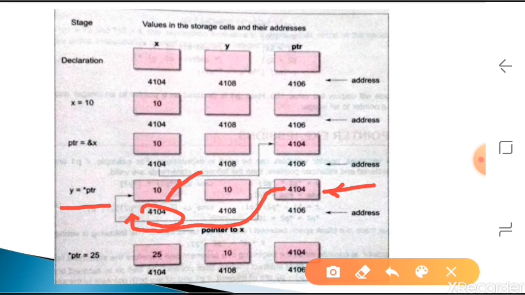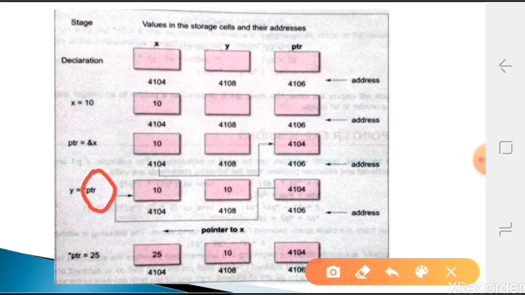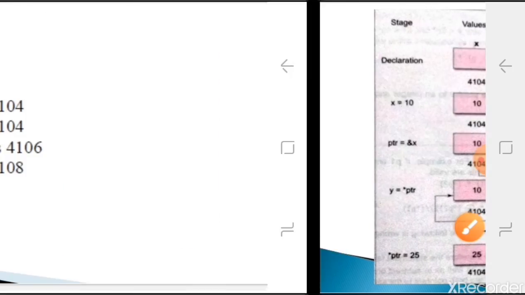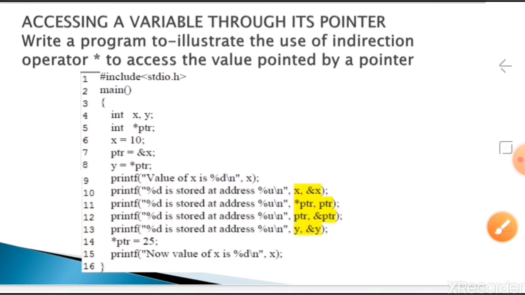Whatever value is in this location is nothing but my *ptr completely. So this *ptr you have to assign to y. We came to this location, took that value, and now assign it to the y variable. So now the y value will become 10. Okay, now next we'll see.